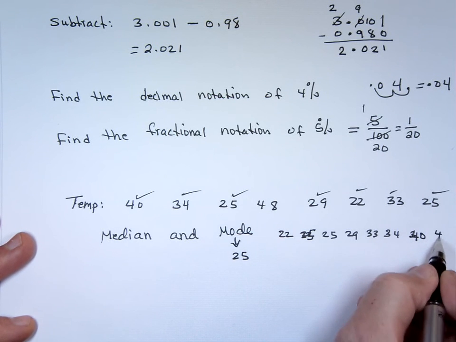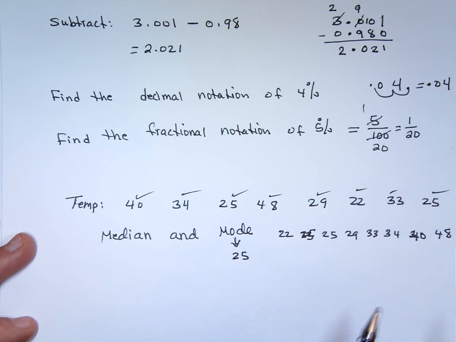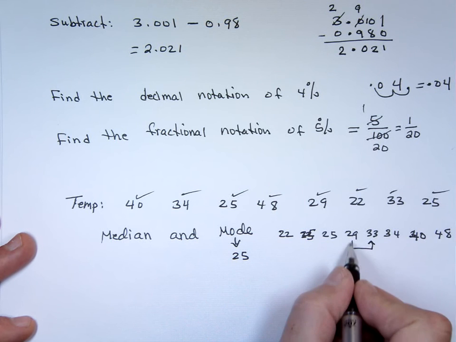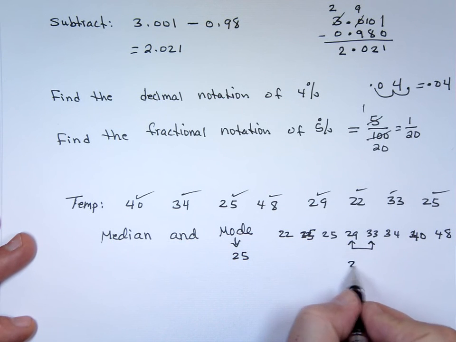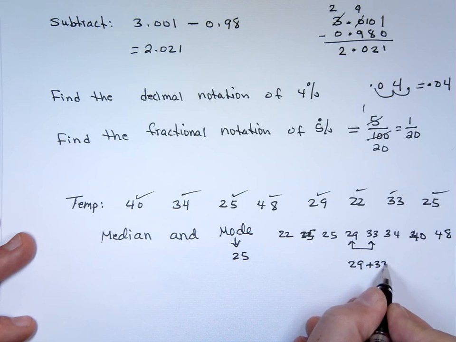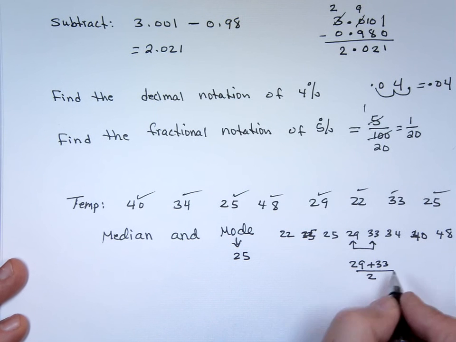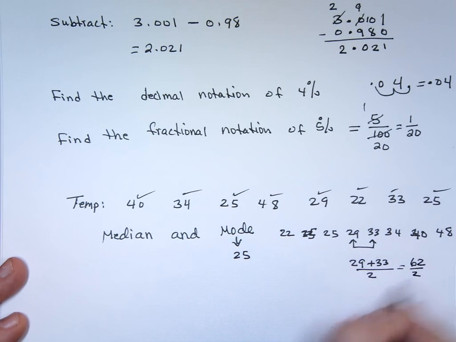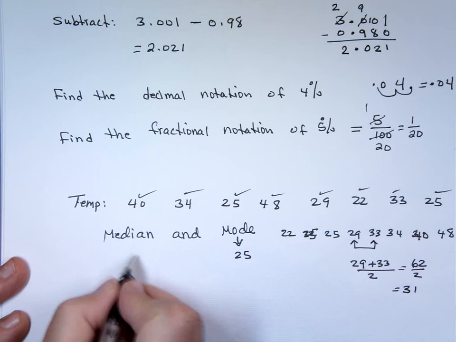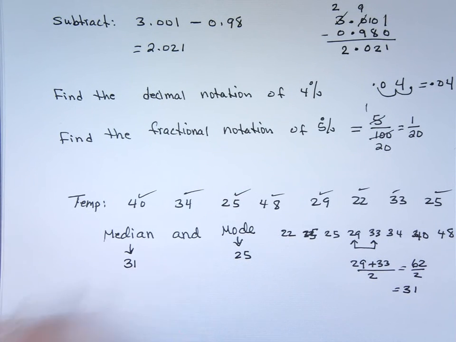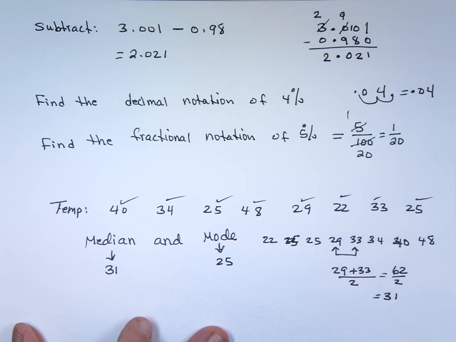The median is the middle value. Well, they're even numbers. You can't have a middle value. So we take the 2 middle numbers, we add them and divide by 2. 29 and 33 is what? 62? Divided by 2, which is what? 31, and that's your median. So the median is 31, the mode is 25. The key again is to put them in order for the median.